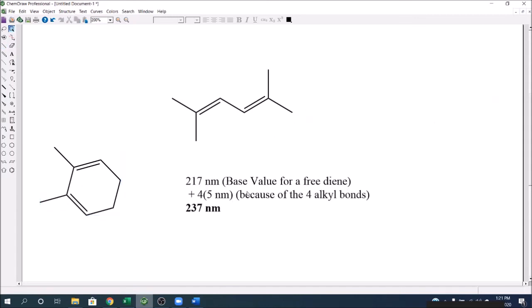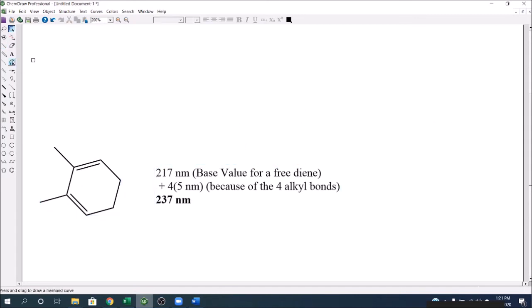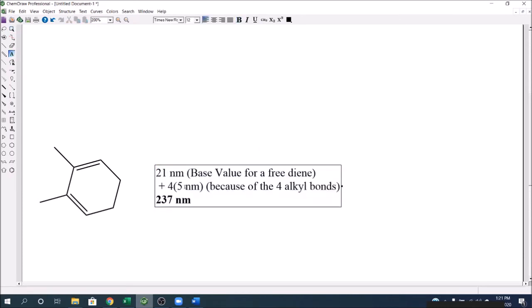So we're going to apply our same type of calculation that we looked at before, where the base value is going to be 253 because it is locked in a permanently s-cis fashion. And then we're also extending 4 alkyl bonds. So these 4 carbons right here define the conjugated system, and across all 4 of those carbons there are 1, 2, 3, 4 bonds coming off. So it's going to be still that same add of 4 times 5. So we're going to take the 253 and add 4 times 5 to it, which is 253 plus 20, or 273 nanometers.